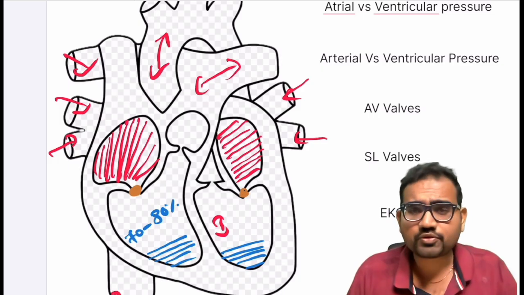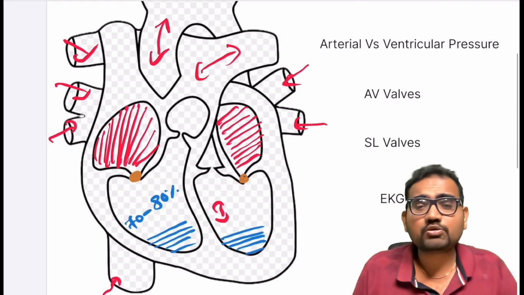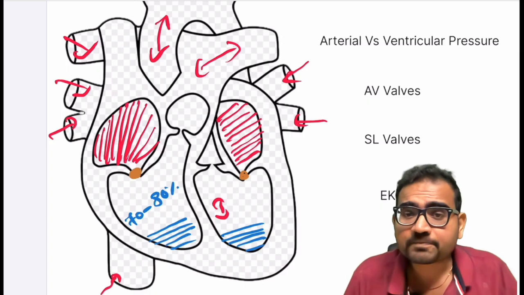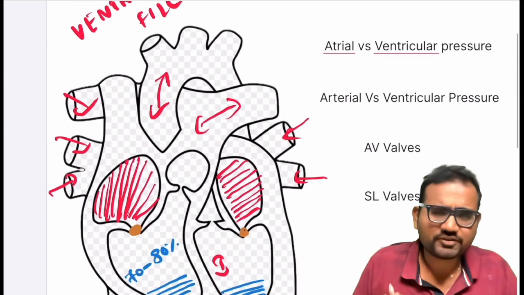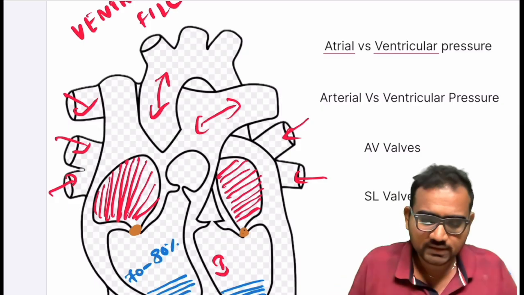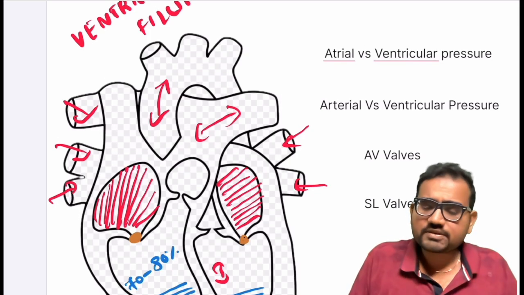Obviously, it is the tricuspid and the bicuspid valves. Semilunar valves are the pulmonary and aortic valves. And what do you see in the EKG? Very, very simple. You are going to answer it. Okay, see, the atrial versus the ventricular pressure.